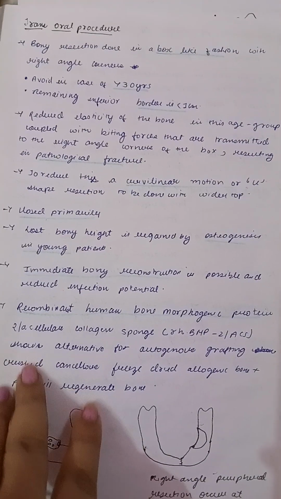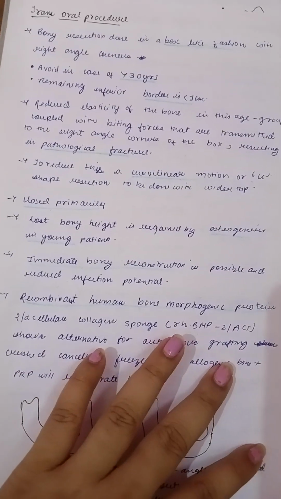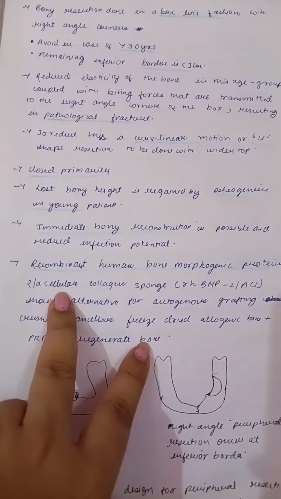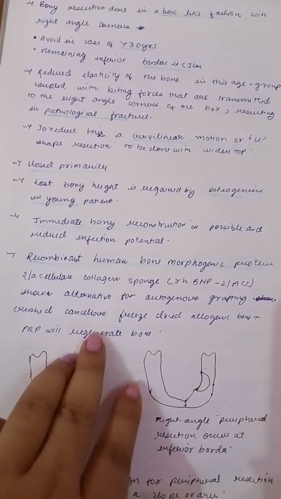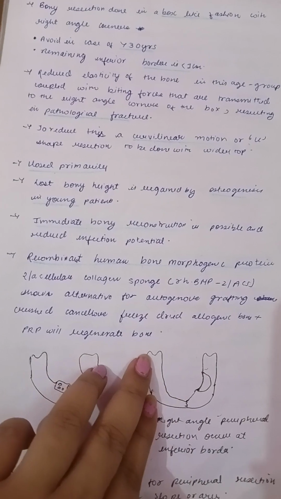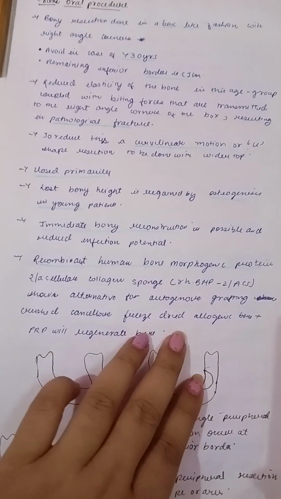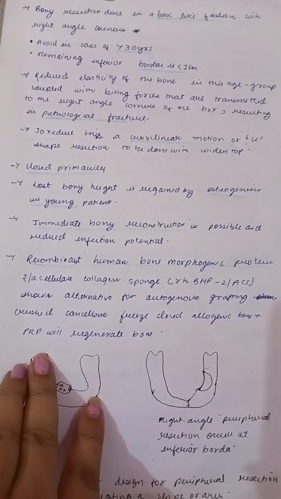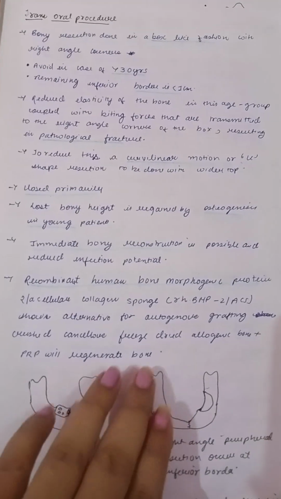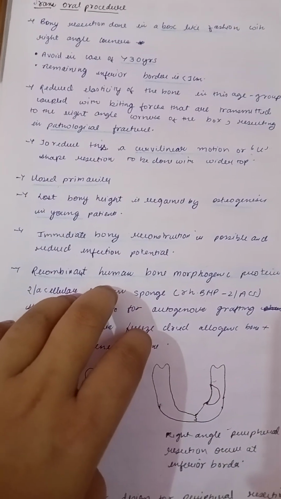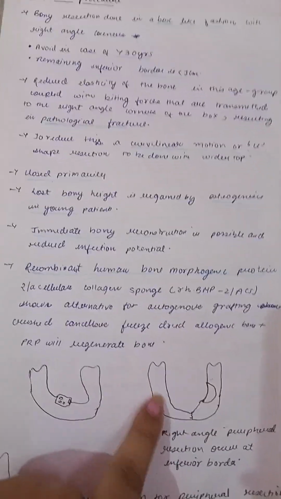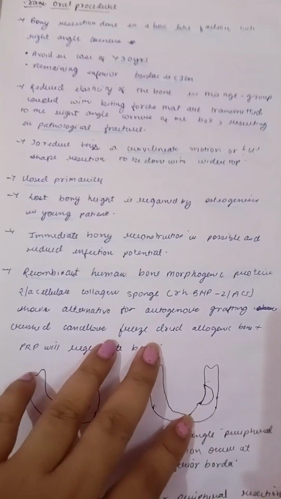It is an alternative to autogenous grafting. Obviously, if we are not giving grafts, we can use this. This is the new thing. Crushed cancellous freeze-dried allogenic bone plus PRP will regenerate bone. We can give cancellous freeze-dried allogenic bone plus PRP, which will also help in regeneration of bone. This is one way of managing the tumor if it is present in the anterior border, mostly anterior or mid-anterior border. Okay, that's all for today.